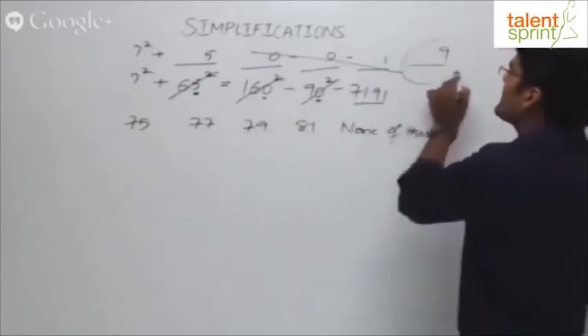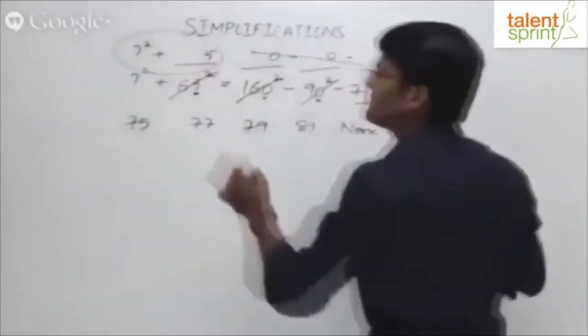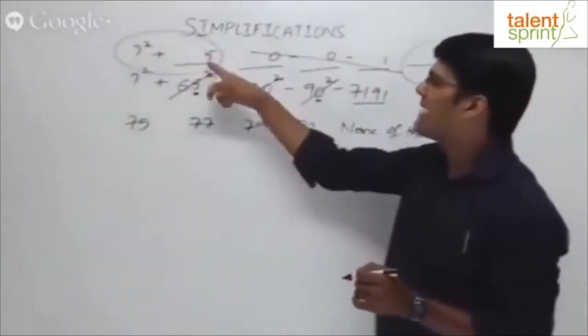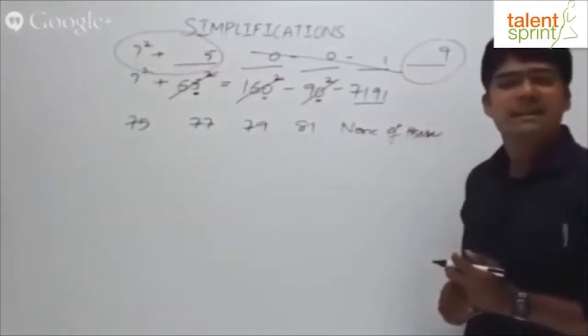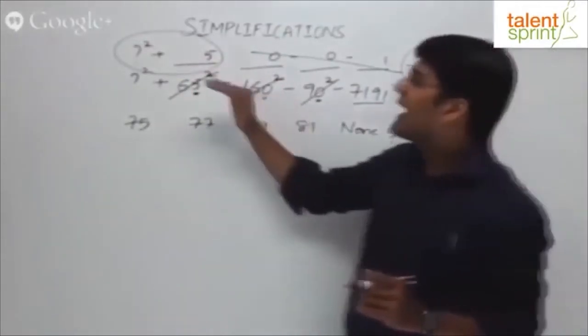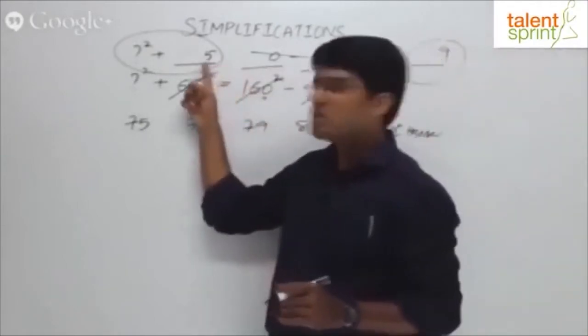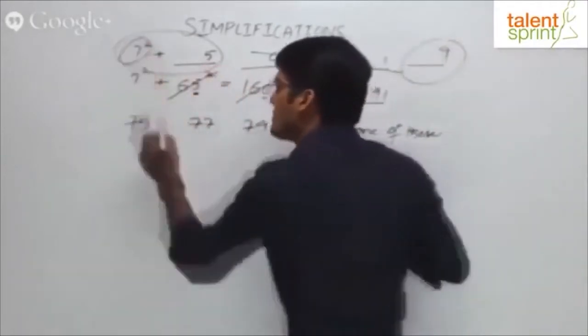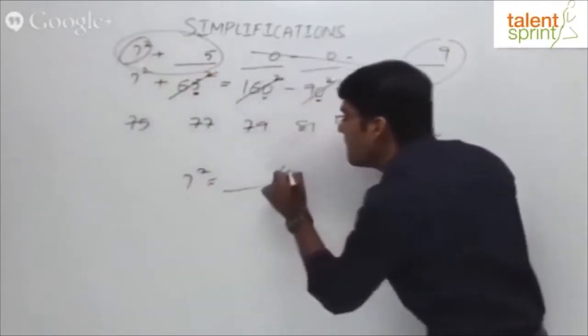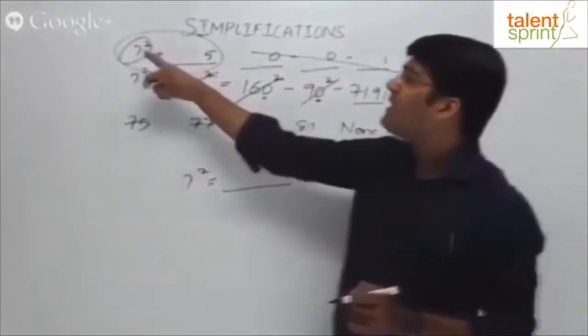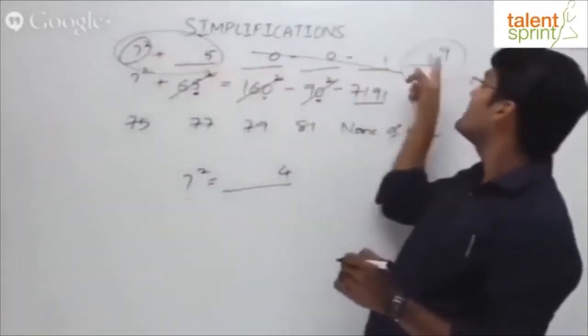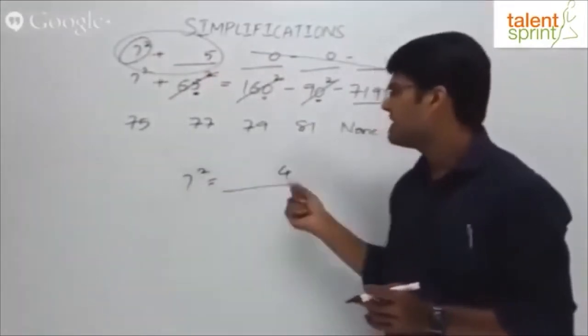Now try to compare this part with this part. Question mark square plus 5 should be equal to something ending in 9. Look at this. If I try to balance this, I want 9 to be the total. Already we have got 5 here. So what should this question mark square be? Question mark square should be ending in 4. Why? If this value ends in 4, 4 plus 5 makes it 9. Question mark square should end in 4.